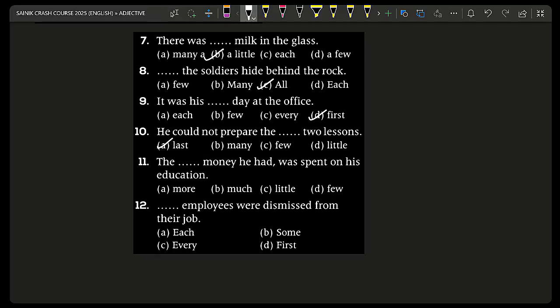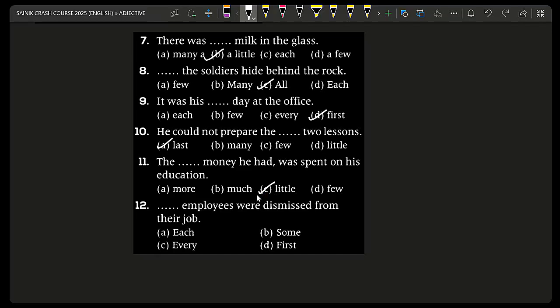11th one. The dash money he had was spent on his education. More money. Sir, more. No, already he spent it on his education, right? He's talking about the money that was spent. So the little money he had, that will be more general than more. So the little money he had was spent on his education.